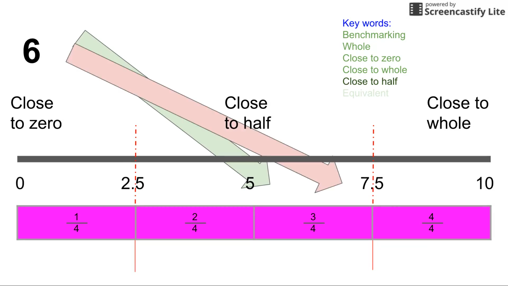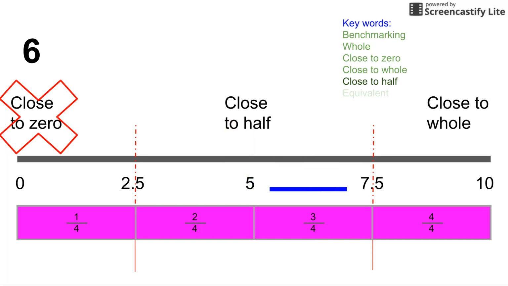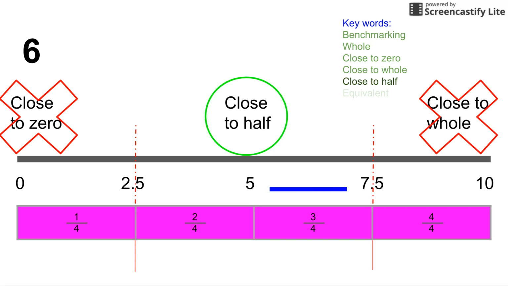So using benchmarking to estimate, we can see a few things already. That the number 6 is greater than 5 but less than 7.5. It is somewhere between a half and a whole, but is definitely not close to 0. Our knowledge of fractions can also help us. We can see that 7.5 is 3 quarters, and because 6 is less than 7.5, it must be less than 3 quarters. Therefore, it must be closer to a half than it is closer to a whole.